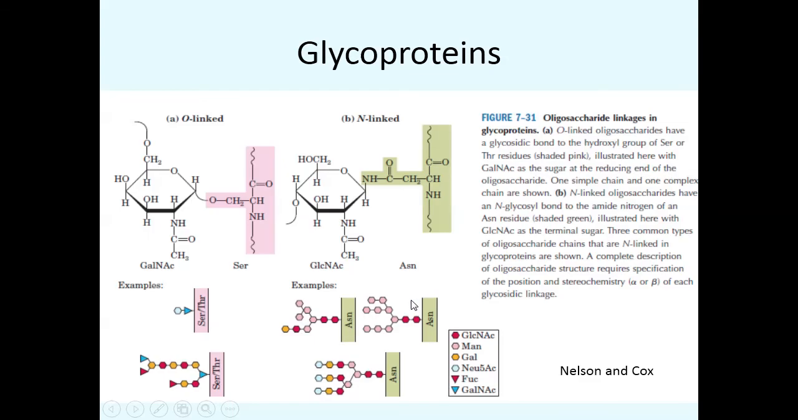Another important complex of carbohydrates with proteins is called glycoprotein. Glycoproteins are those proteins which contain carbohydrates covalently attached to them. This process of attaching carbohydrates to these proteins is called protein glycosylation. The process takes place when the proteins move through the endoplasmic reticulum-Golgi complex pathway following protein synthesis.